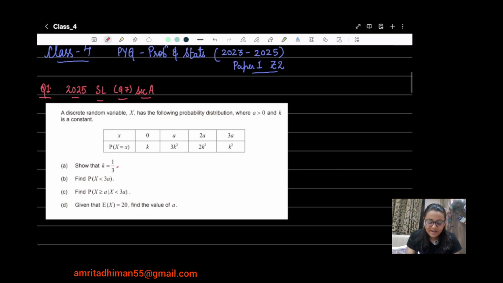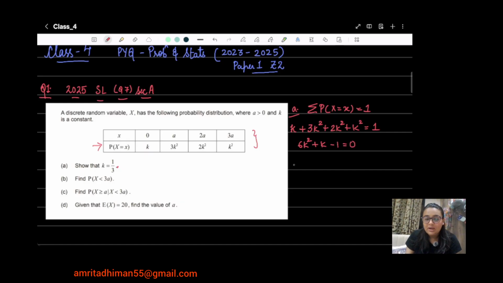In this question, in part A, we need to show that k equals 1 by 3, and this probability distribution table is given to us. Whenever this kind of table is given and you need to find the constant from the probability row, just remember one thing: the total probability is equal to 1, right? So we add all those probabilities: k plus 3k square plus 2k square plus k square is equal to 1. When you add it, you will get 6k square plus k minus 1 is equal to 0.